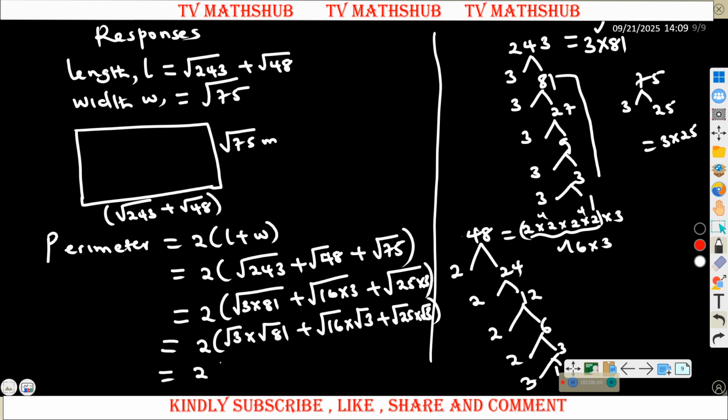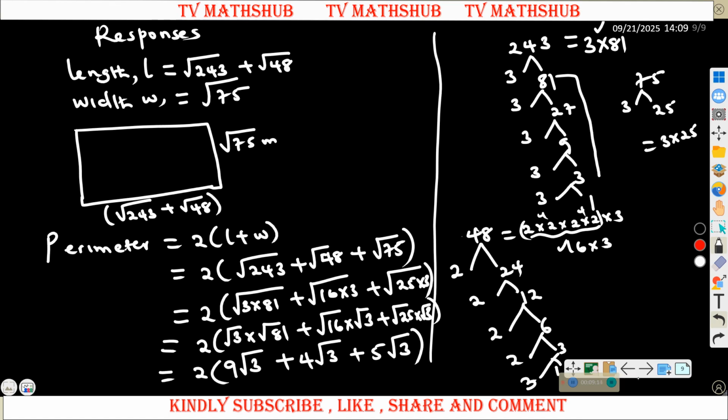This will be 2 into square root of 81 is 9. So 9 times root 3 is 9 root of 3. So don't multiply the 9 with the 3 to get square root of 27. That will be wrong. Then we shall add there, square root of 16 is 4. This remains root of 3. Square root of 25 is 5. This remains square root of 3. So that is basically what we shall have.